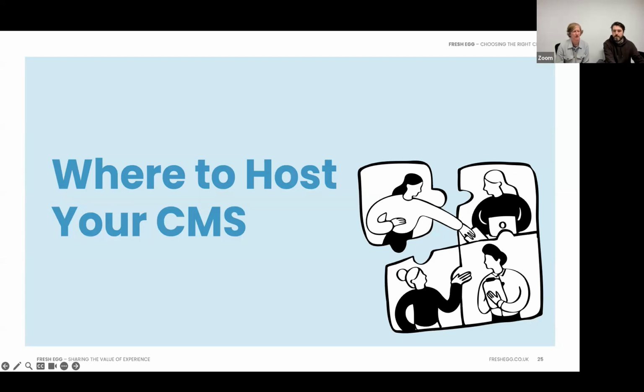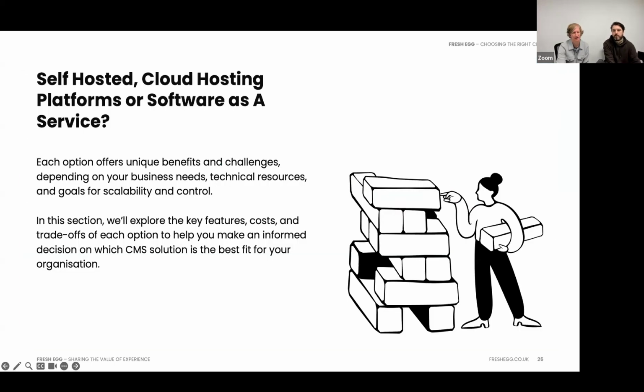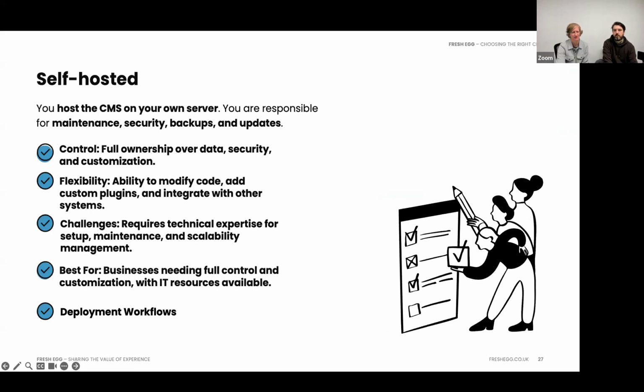So where are you going to host your CMS? There's a few options. There's pretty much three main types of options. Self-hosted, cloud hosting platforms, or software as a service. Each one has its benefits. I'll talk through them each now.